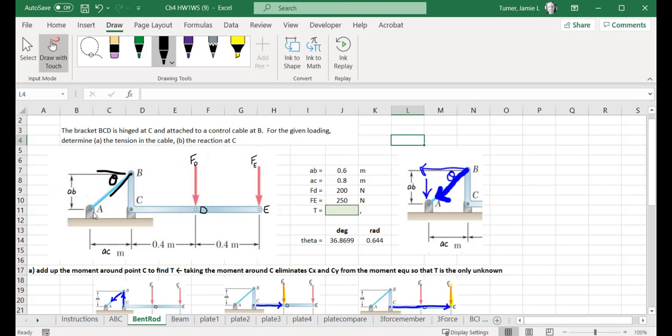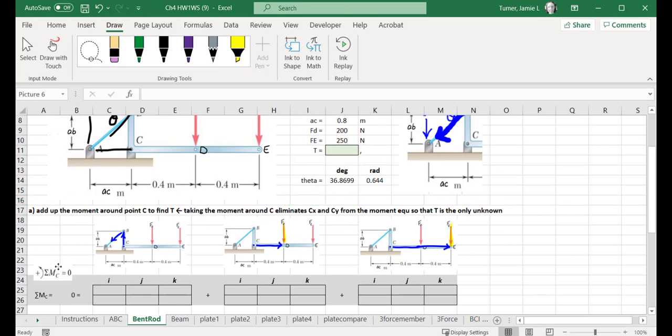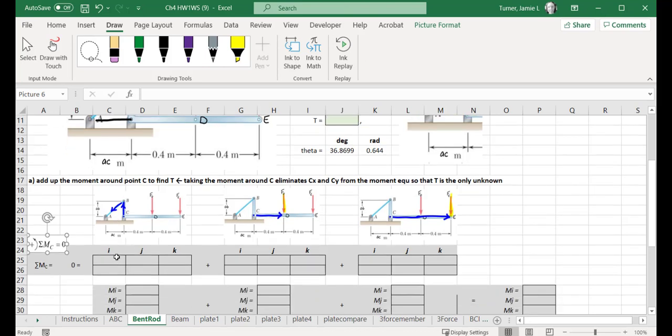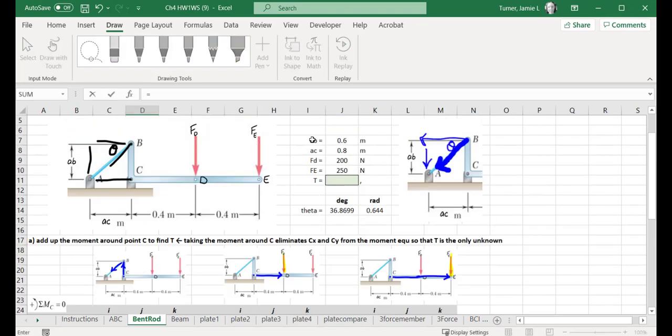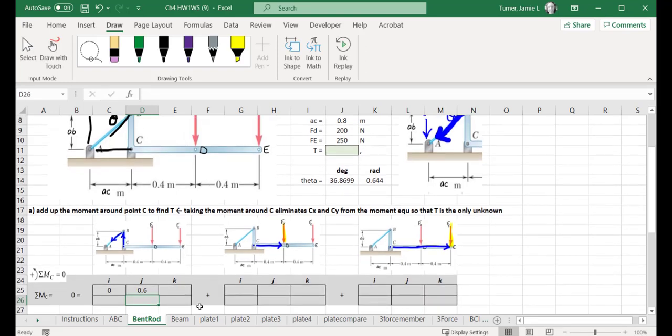Given the distance between A and C versus the height here, A to B, so there's that angle. And I'm going to start with a moment, and I'm going to take the moment, in this case, around point C, and that's going to give me what the tension is. So going from C up to B, that distance is right here, this AB. So this is that blue vector going straight up.